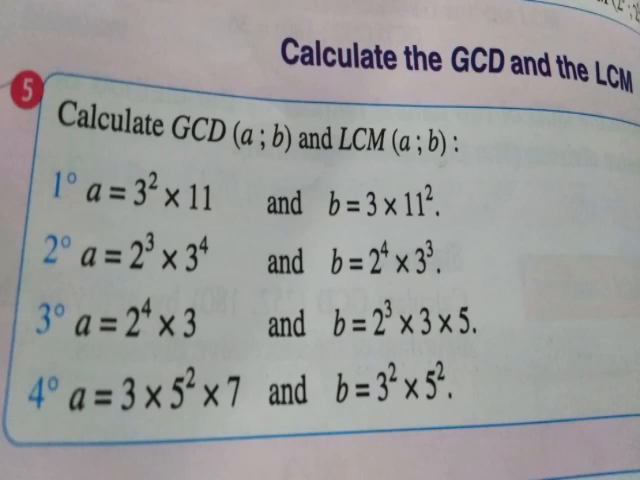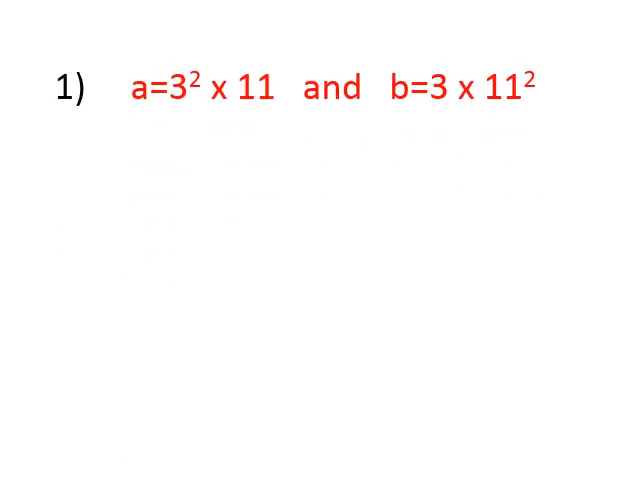Today we will correct exercise 5. The answer is to find or to calculate the GCD of A and B and LCM of A and B in each part. Okay, let's start here. Part 1, A equals 3 squared times 11 and B equals 3 times 11 squared.